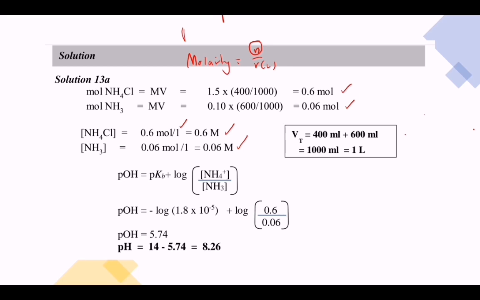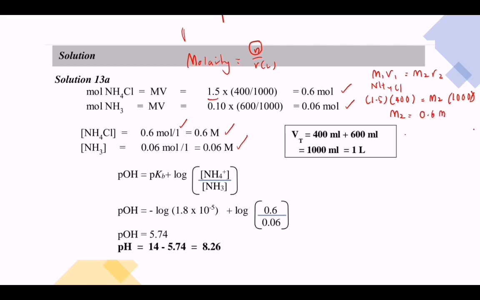Okay, ataupun kita boleh guna kaedah lain. Ini sebenarnya melibatkan dilution sebab initial molarity dia adalah 1.5 and then the molarity changes when the volume changes. So we can also use M1V1 equals to M2V2. So sama je lah. Untuk NH4Cl, the initial molarity is 1.5. The initial volume is 400. Then we need to find the new molarity when the volume changes to 1000 ml. So the molarity will become 0.6 molar.